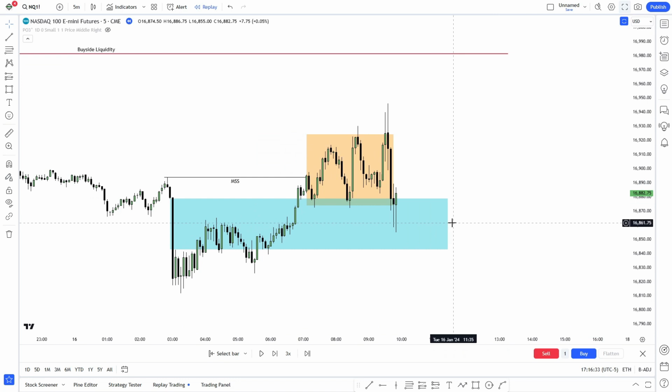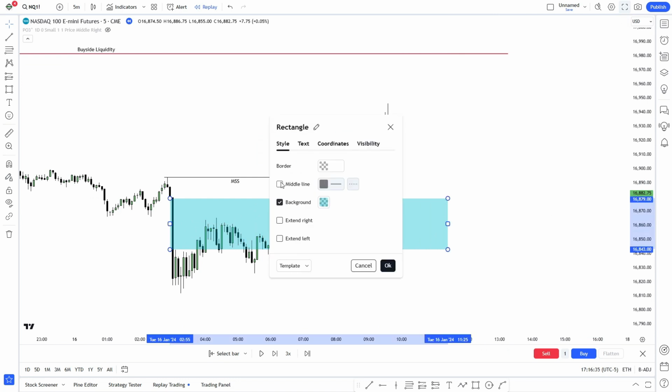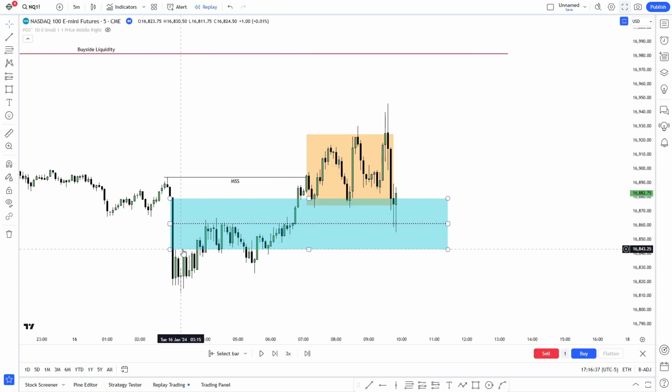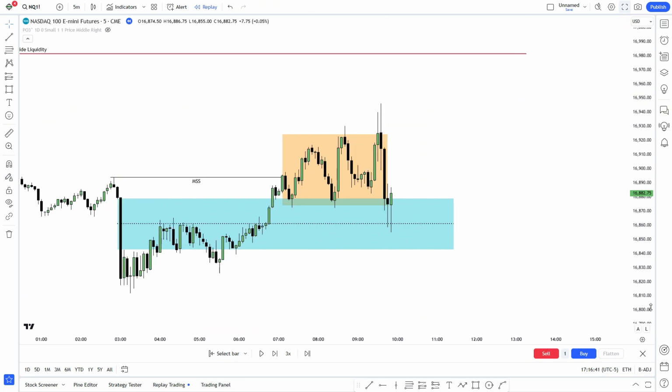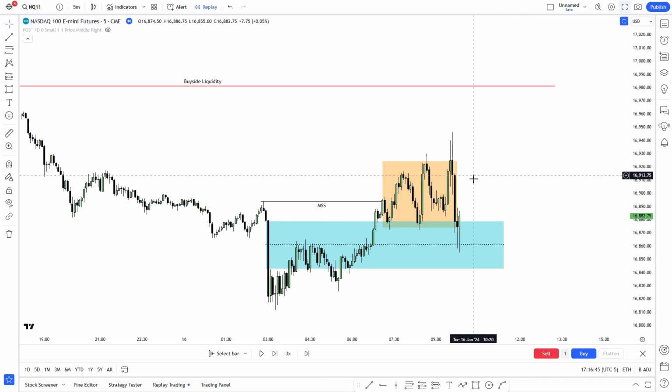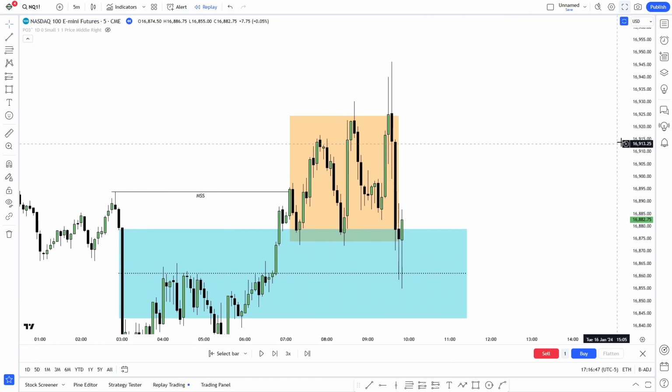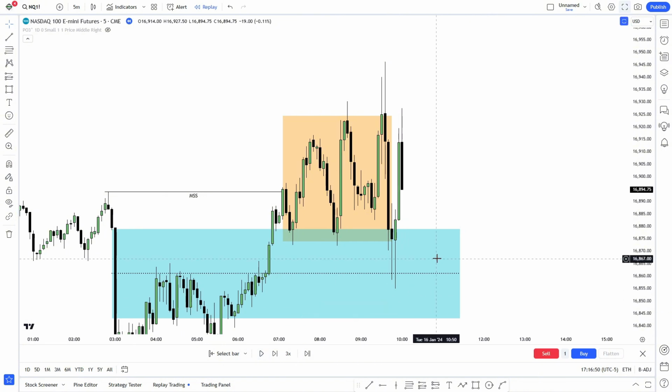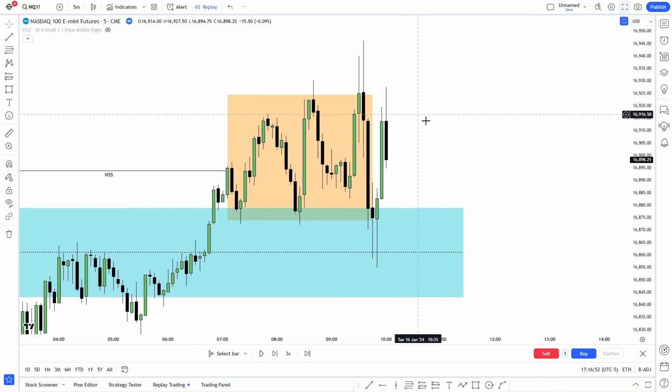Okay, and if you guys notice, we hit 50% or consequent encroachment of this inversion fair value gap and quickly rejected. So for me, this is a high probability long scenario if we manage to get some form of displacement. So let's see if that happens. Okay, right there, see that? We get some displacement, and also this SIBI or bearish fair value gap gets violated on this candlestick right here.